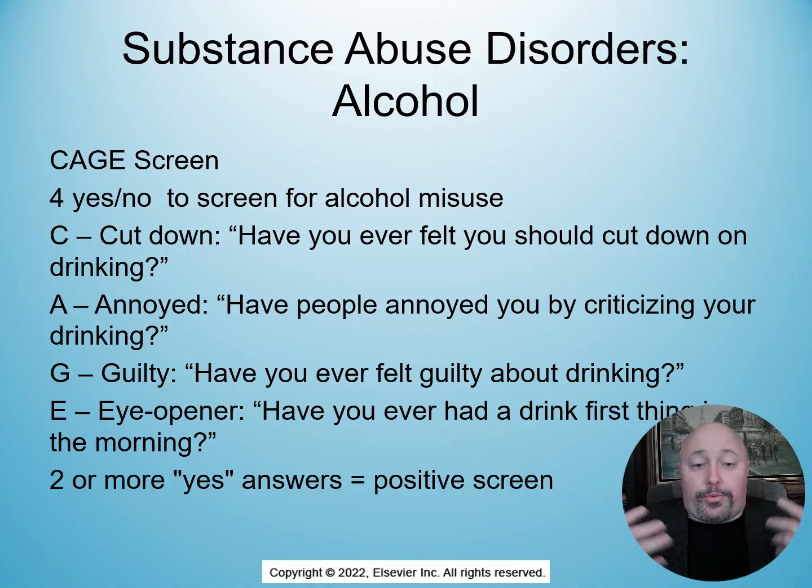When it comes to assessing for alcohol, we're going to be looking at things like the CAGE screen. Cut down, annoyed, guilt. Do they need an eye opener? Are they drinking first thing in the morning? Two or more yes answers means a positive screen. There's also a much more common scale out there, the AUDIT scale, that's used to assess alcoholism. I'm going to attach that one below as well.